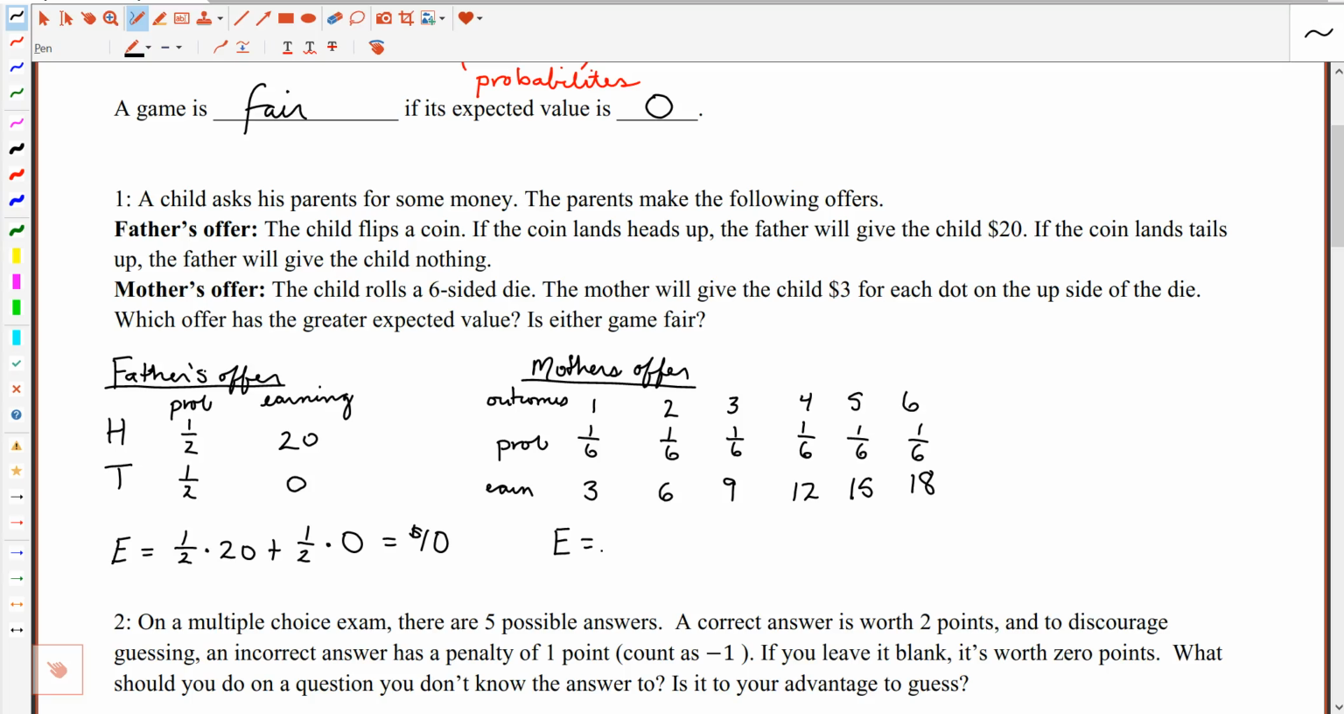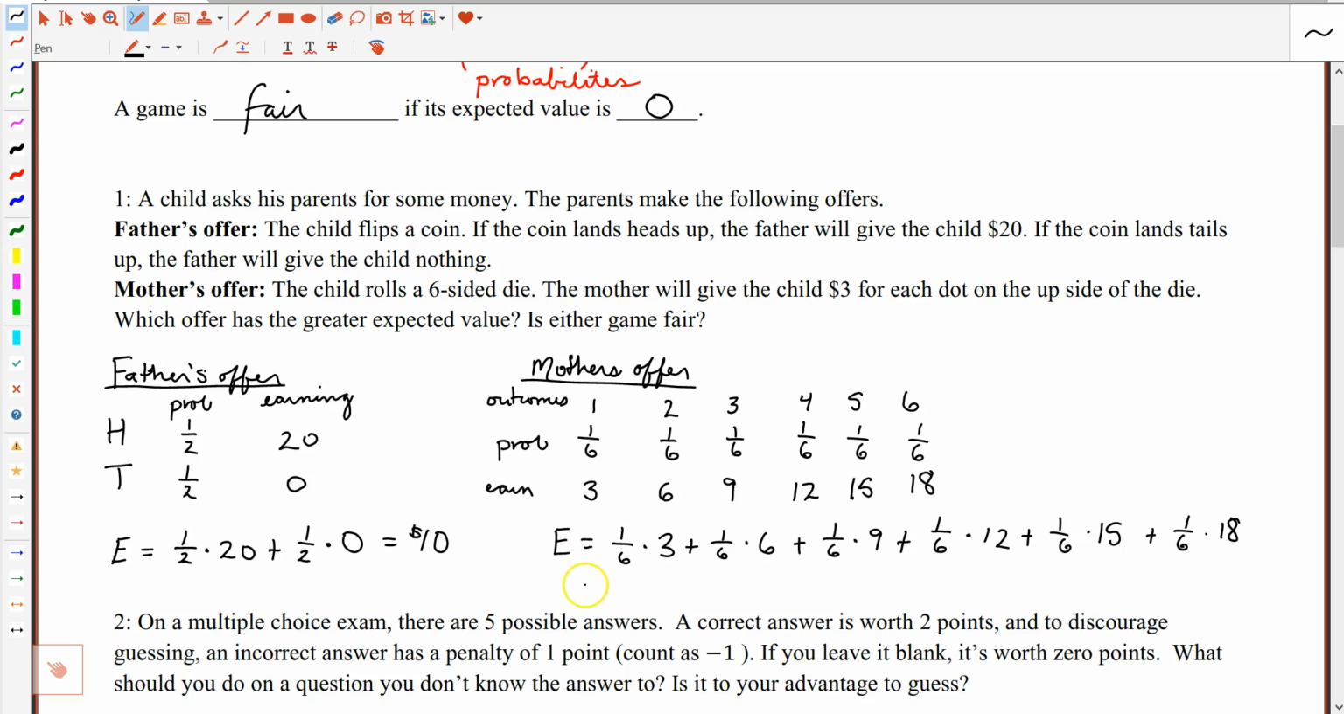Okay, so for each of the different scenarios, we're going to take the probability it happens times the amount of money won or lost. So this outcome, there's a 1/6 of it happening, and the child would earn $3. We're going to add that to 1/6 times the $6. So we're just taking each of the probabilities and multiplying it by the earnings, and we're going to do that for all of the different scenarios. So 1/6 times 12 plus 1/6 times 15 plus 1/6 times 18.